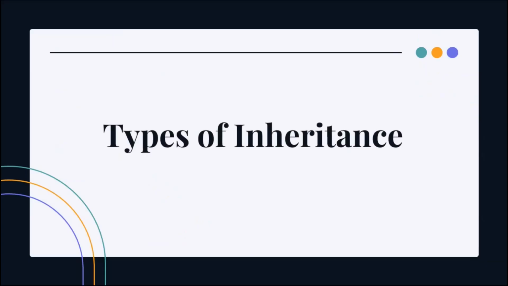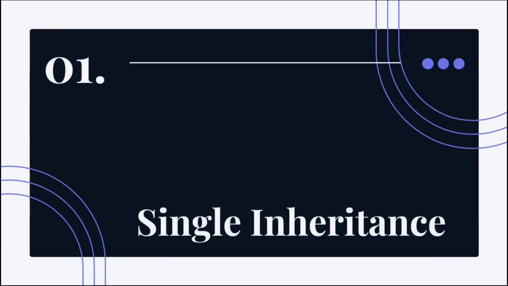C++ supports various types of inheritance, each serving a specific purpose. Let's explore the most commonly used ones. First is single inheritance. It is the simplest form of inheritance, where a derived class inherits from a single base class. The derived class extends the functionality of the base class by adding new members or modifying existing ones.